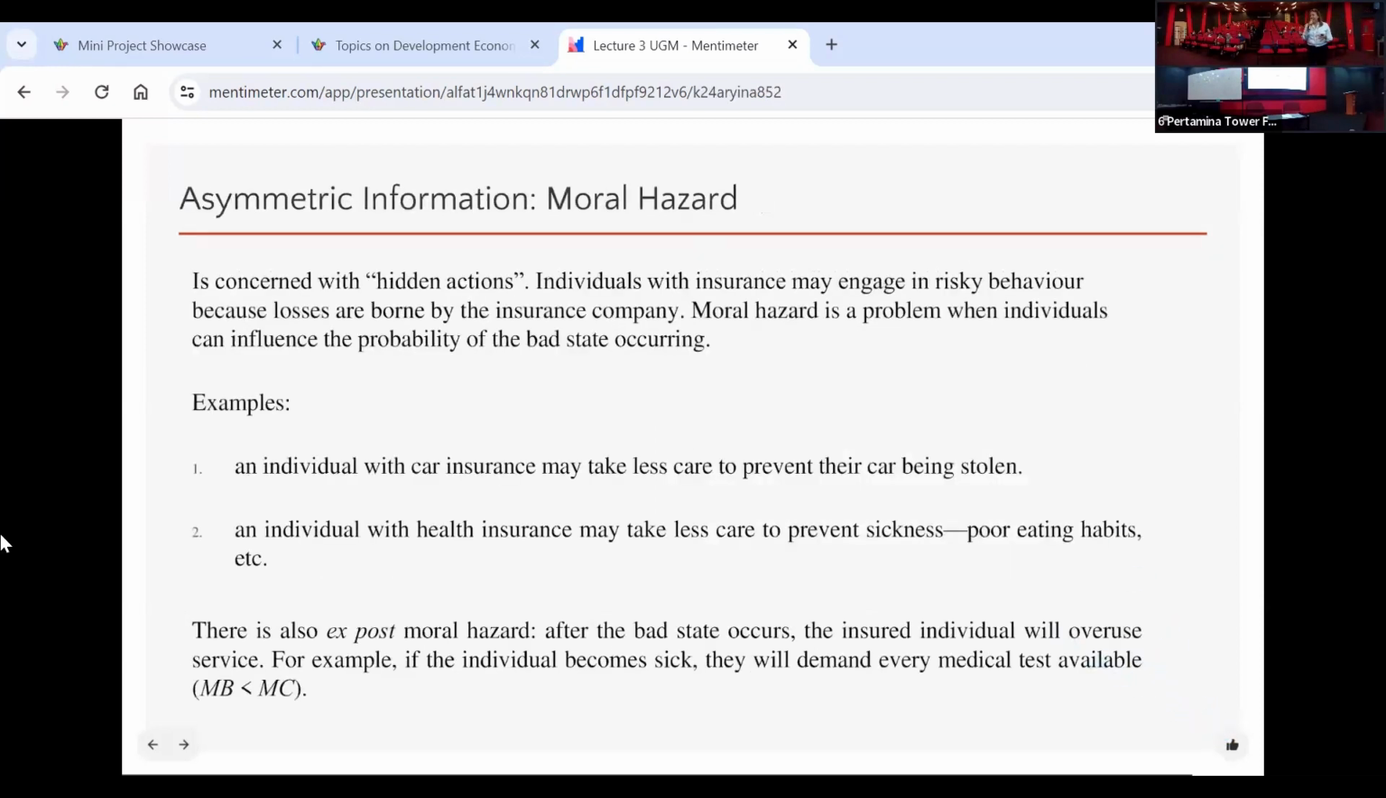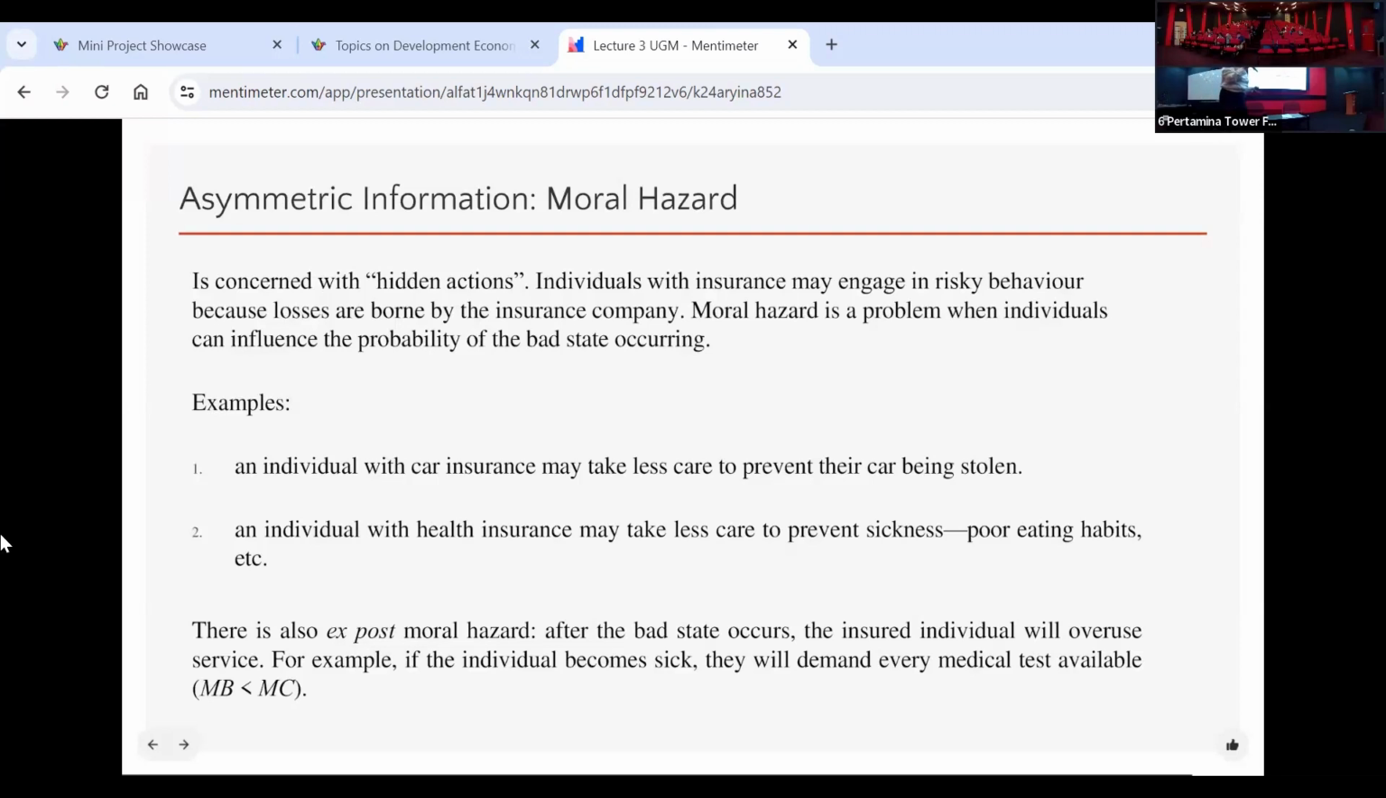Okay, now we talked about hidden information. Now we're going to talk about hidden action, and hidden action is what we call moral hazard. Individuals with insurance might engage in risky behavior because losses are borne by the insurance company. So moral hazard is a problem when individuals can influence the probabilities, the probability P1 minus P.